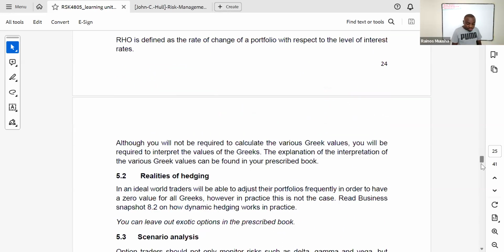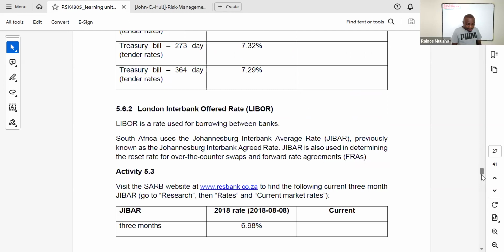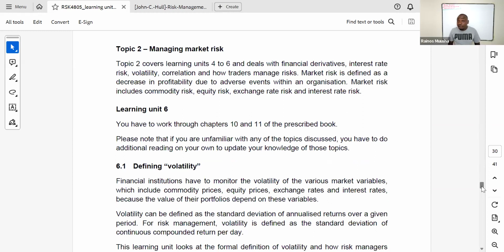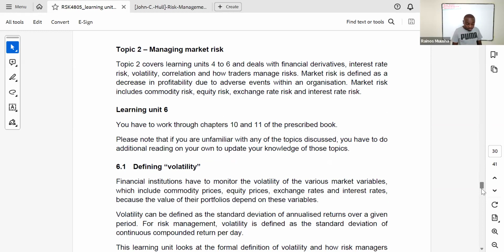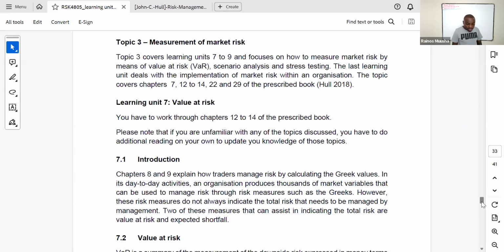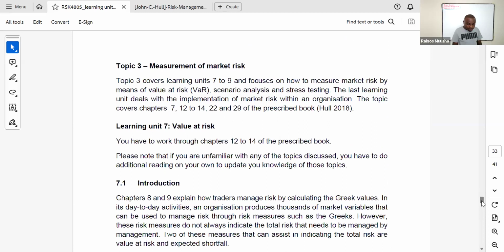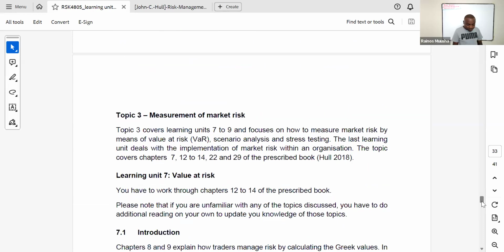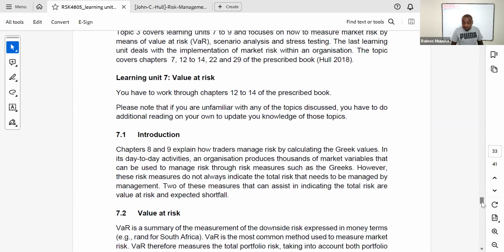Then when you move on to learning unit 6, you see that learning unit 6 covers chapters 10 and 11 of the textbook. Then from there, we look at topic 3, which covers chapters 12 to 14 of the textbook, which means in this case, for learning unit 7, you need to look at chapters 12, 13, and 14 of the textbook.